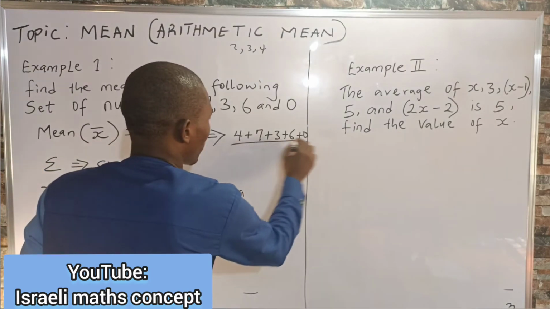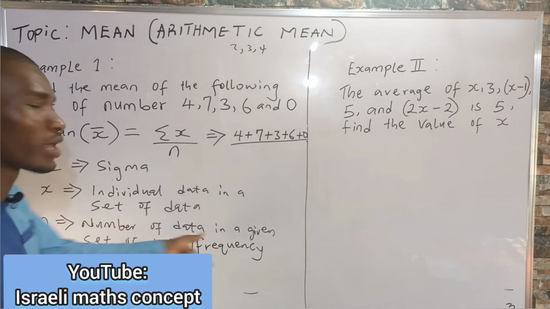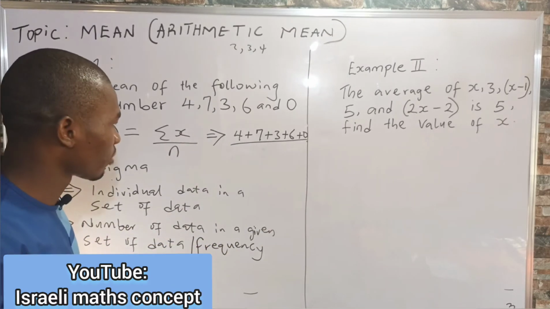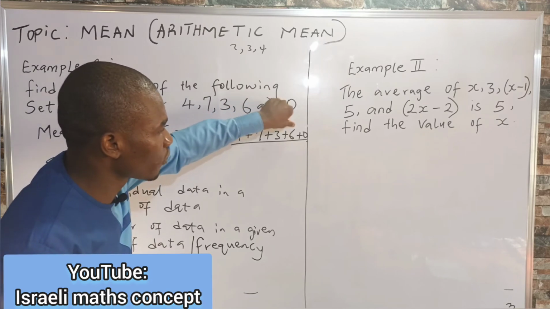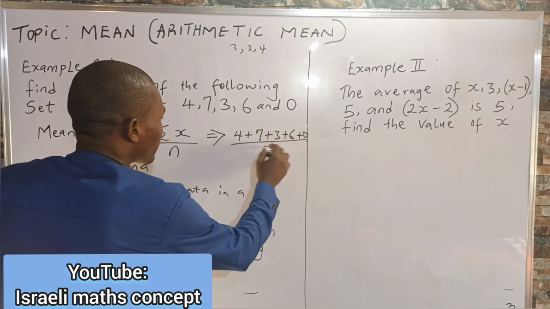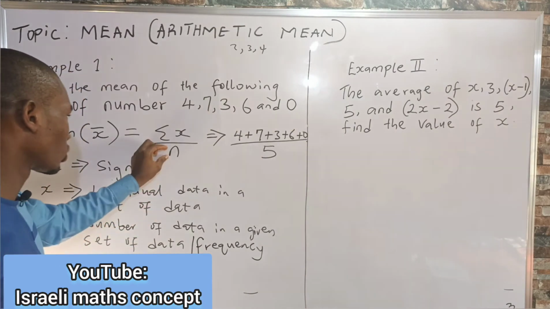Then all over, remember our n is the number of data we are given. Let's calculate how many data we have. The first one, second one, third one, fourth and fifth. So we have 5 data that we are given. So that is the implication of this n.